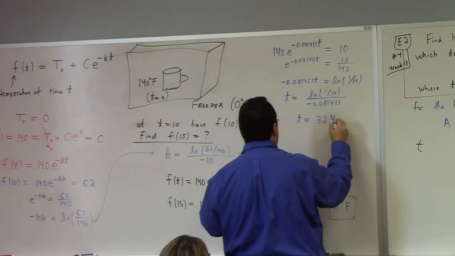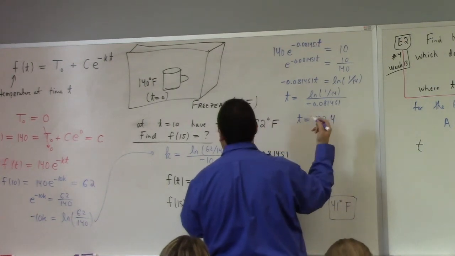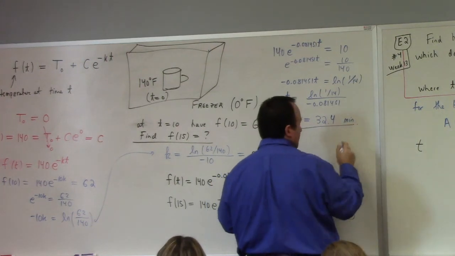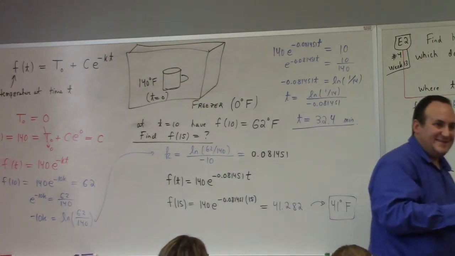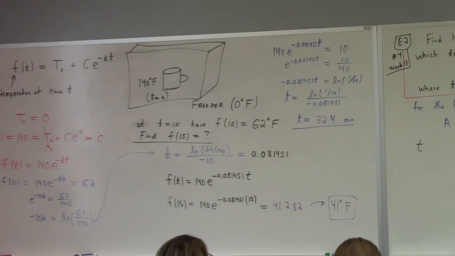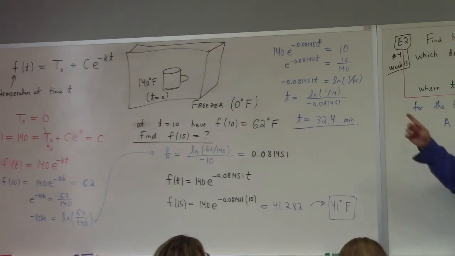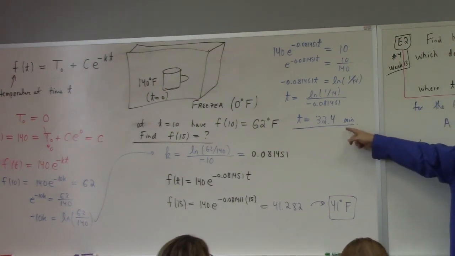32.4. So I think this was all in minutes. As you can see, it is not linear. In fact, it takes longer for it to cool that additional 30 degrees or so. If it was equal to 10, this is how long it takes. At 32.4 minutes, it cooled to 10 degrees Fahrenheit.